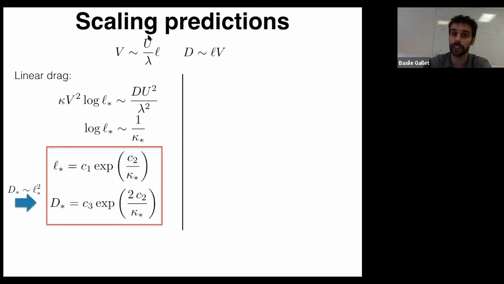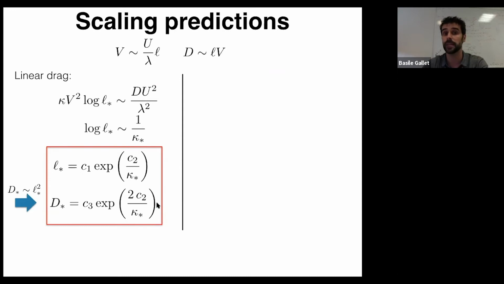Okay, so then you can combine these various relations. Here are the various relations. And you get that the log of the dimensionless mixing length is 1 over the dimensionless drag coefficient, which you can exponentiate. And you get that the diffusivity is indeed some exponential of a constant divided by the drag coefficient, precisely what Thompson and Young diagnosed.